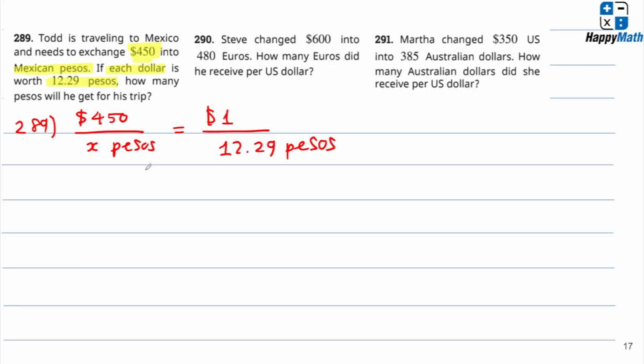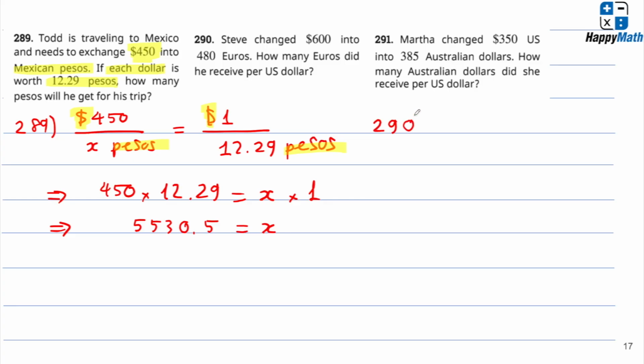So after that, we compare the unit for numerator and denominator. Yeah, okay, so we have the same. And now care about the number cross product, x times 1. Okay, so 450 multiply 12.29, and here is 5,530.5 will be equal to x. Yep. The next one is 290.